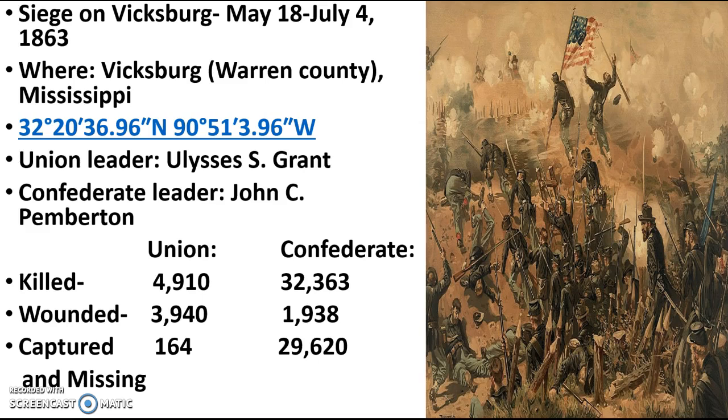As you look at the stats, the Union in total had 4,910 killed. The Confederates, on the other hand, had 32,363 killed. The wounded is a little different. The Union had 3,940 wounded, whereas the Confederates only had 1,938. But this is the key number to look at. For the captured or missing, the Union had 164. But for the Confederates, the total number of captured or missing is 29,620.